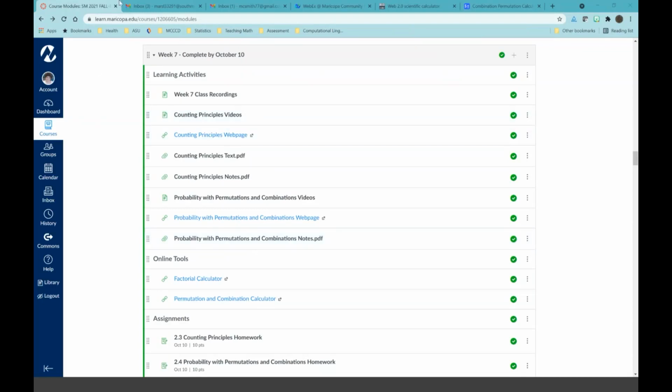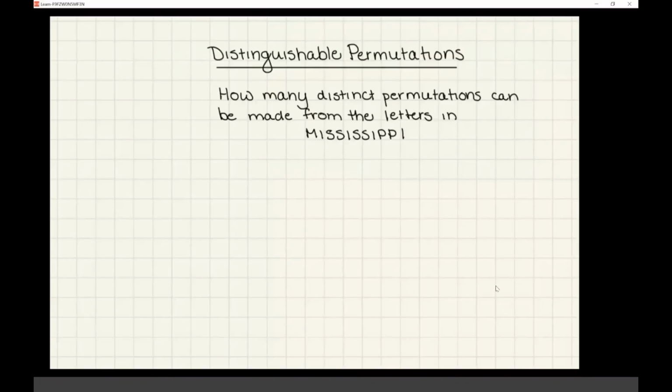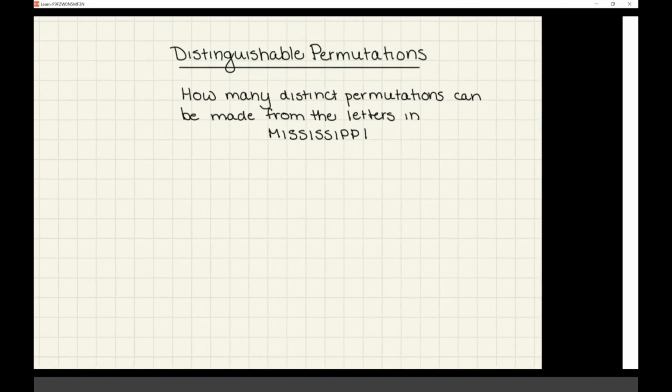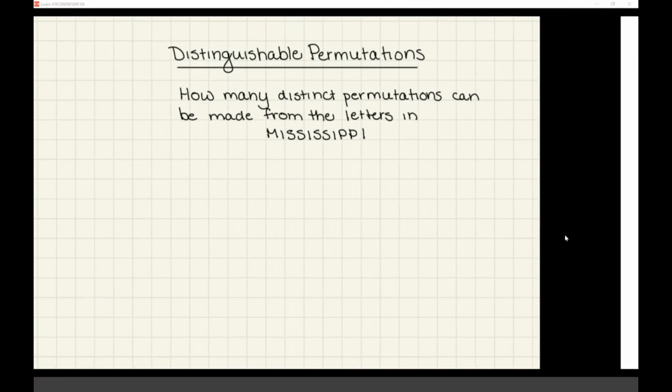Okay, so let me, I'm not seeing that. All right, let me share the content with you. Okay, so now everybody should be seeing a piece of graph paper that says distinguishable permutations. Hopefully everybody can see that. Can you just shout out yes or no? I want to make sure the tech is working. Yes. Everybody, good. Okay, thank you.